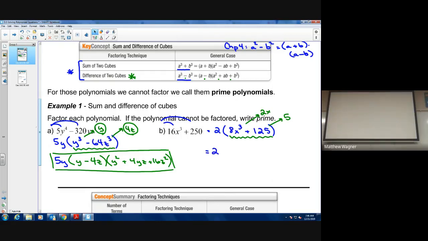I'm using the pattern, and this time I'm going to use my sum pattern.